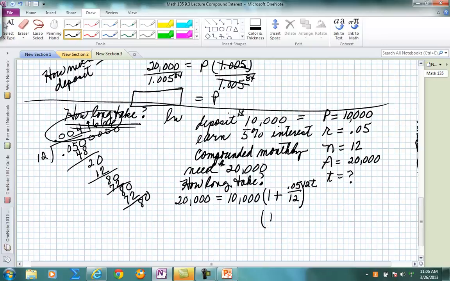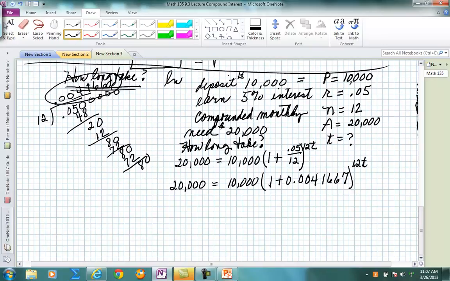This is a multiplication. So I can divide both sides by 10,000. And that makes 2 equal to 1.041667 raised to the 12t power. To get this variable out of the power, you take the natural log on both sides of the equation. So I would take the ln of 2 is equal to the ln of 1.041667 raised to the 12t power.